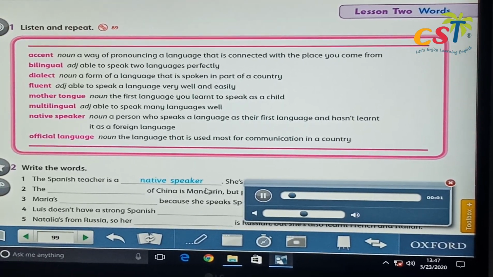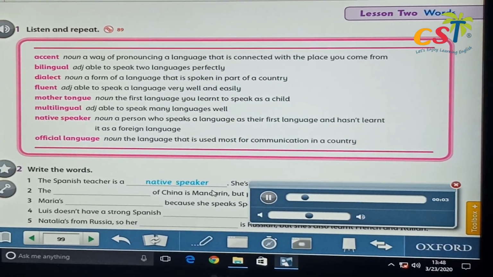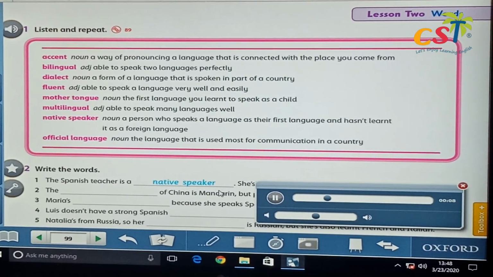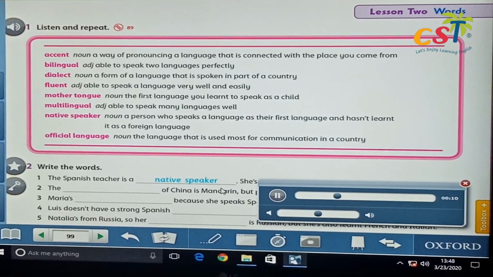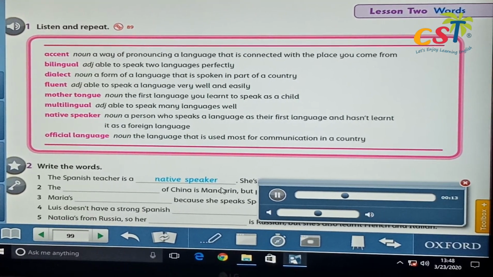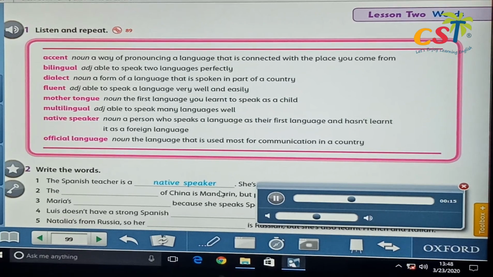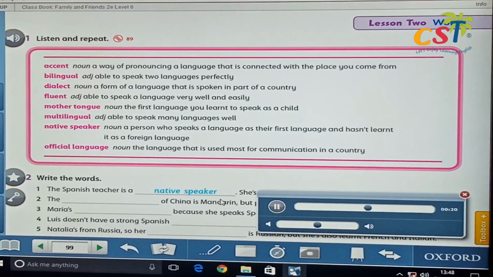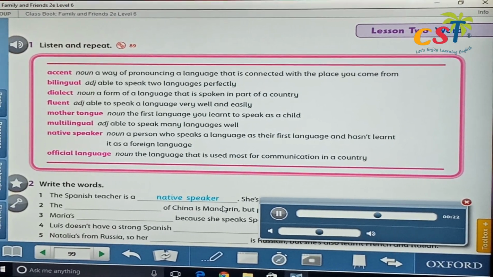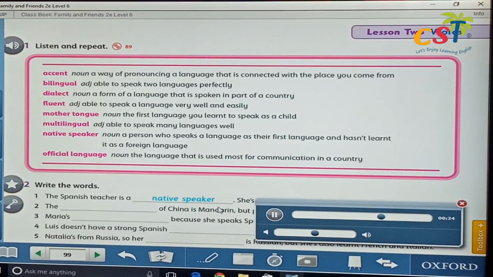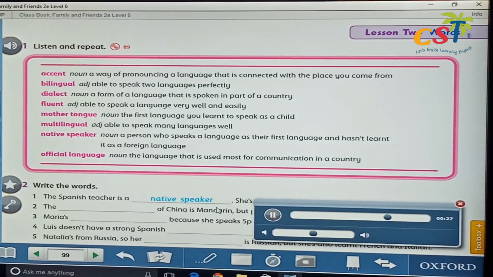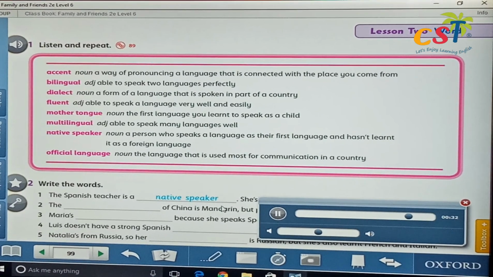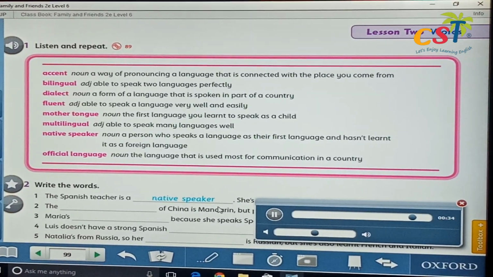Listening 89. Listen and repeat. Accent. Bilingual. Dialect. Fluent. Mother tongue. Multilingual. Native speaker. Official language.